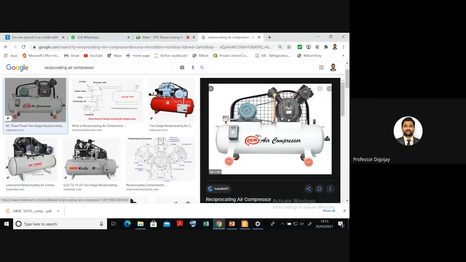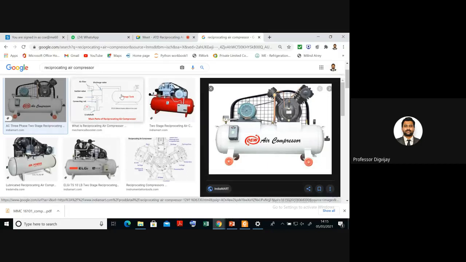So this is one of those air compressors, as you can see. This is a multi-stage compressor because it has two cylinders: a low pressure and a high pressure compressor. The power is provided by an electric motor. The compressed air is stored in this receiver, and the receiver has wheels for easy transportation.